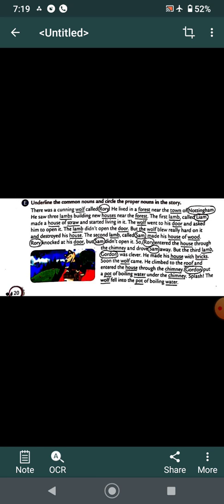The wolf went to his door and asked him to open it. Wolf and door both are common nouns here. The lamb did not open the door. Lamb and door both are common nouns, so underline them. But the wolf blew really hard on it. Wolf, underline. And destroyed his house, underline house. The second lamb, called Sam, lamb, underline. Sam, circle, made his house of wood. House and wood, underline.